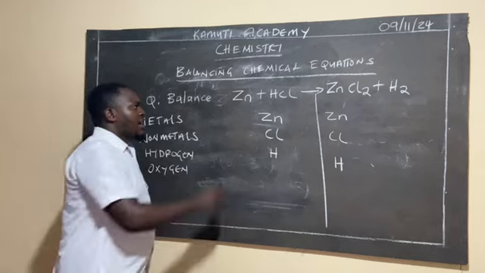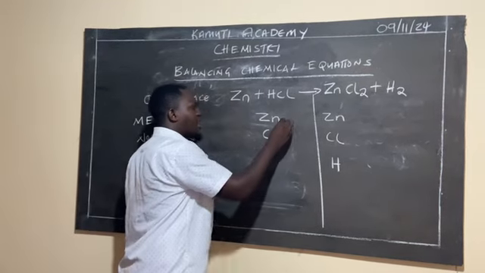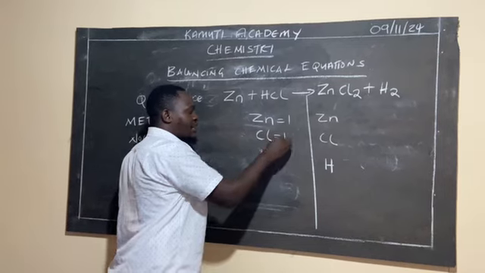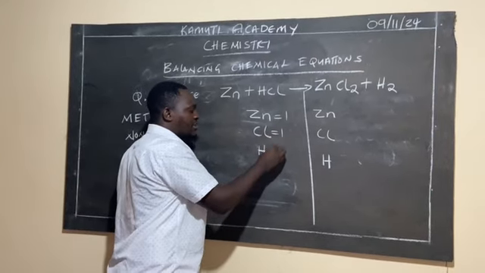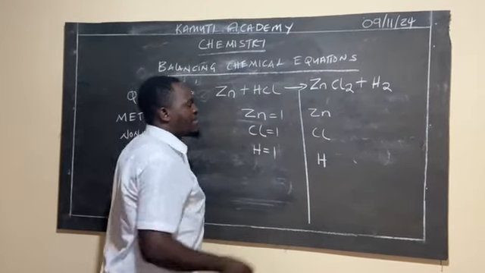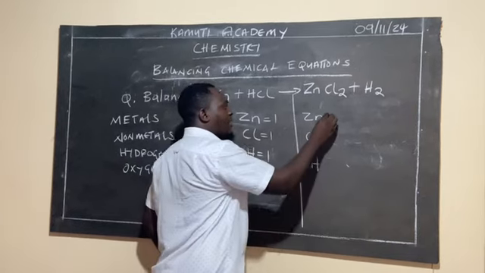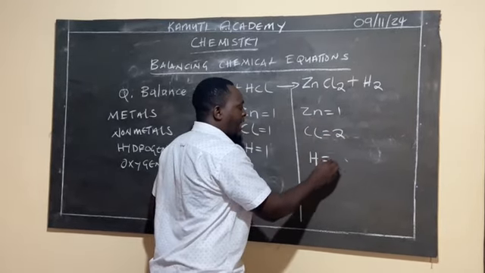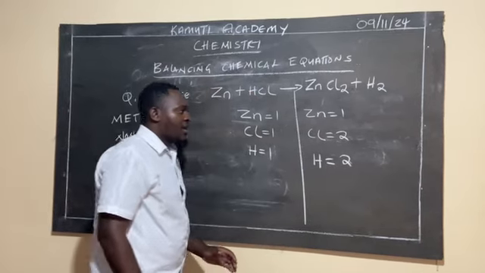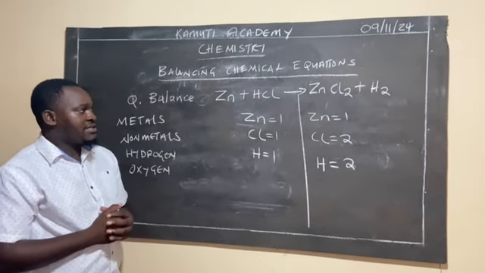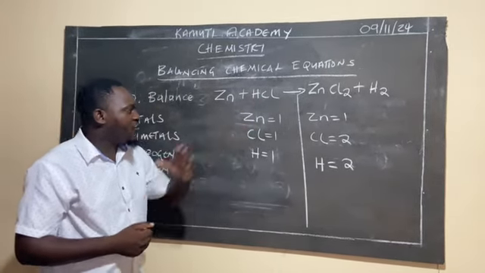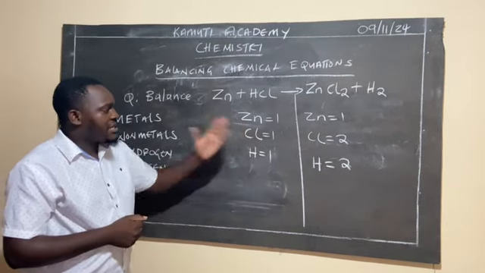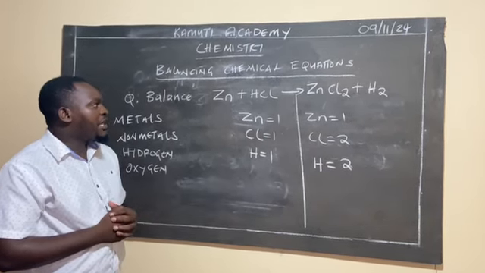Then we start. How many atoms of zinc do we have this side? We only have one. What of chlorine this side? One. Hydrogen this side? One. Then we check this side. How many atoms of zinc do we have? One. Chlorine, we've got 2 atoms. Hydrogen, we've got 2 atoms. Have you seen that this is not balancing? The number of atoms for zinc are balancing, but when we go to chlorine, on the left-hand side, they are not balancing. So what are we going to do?